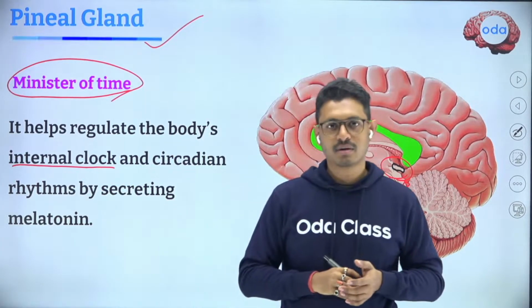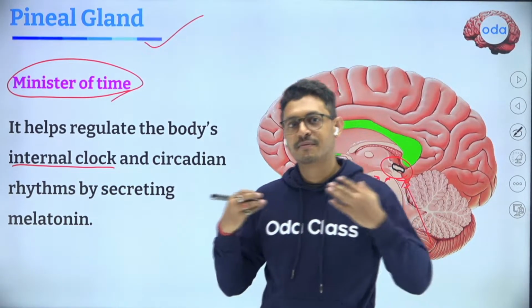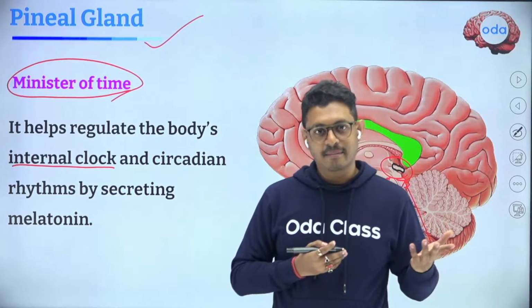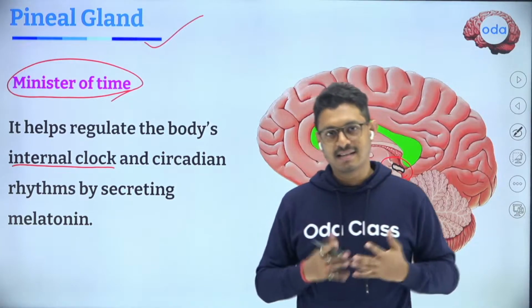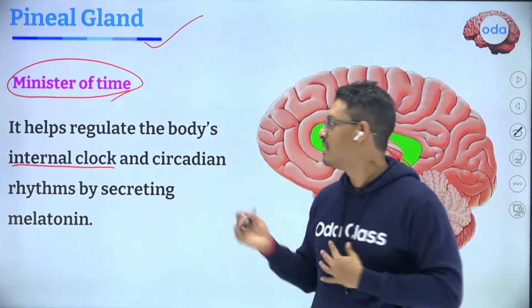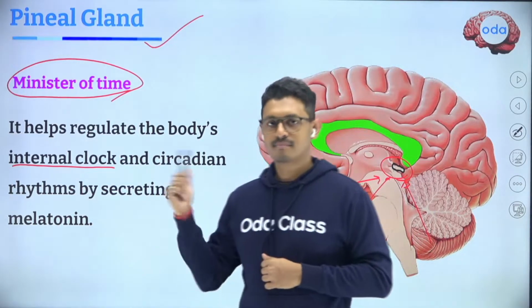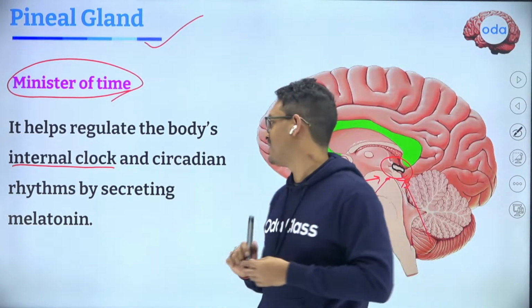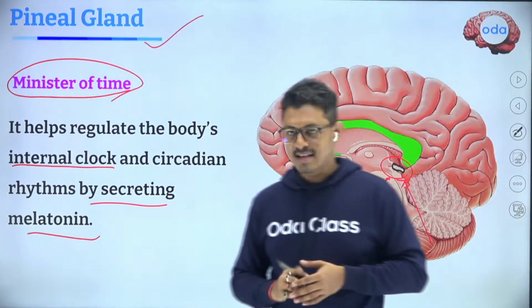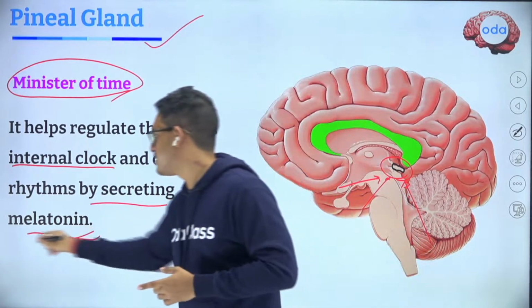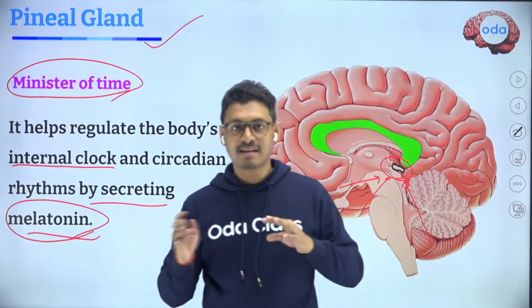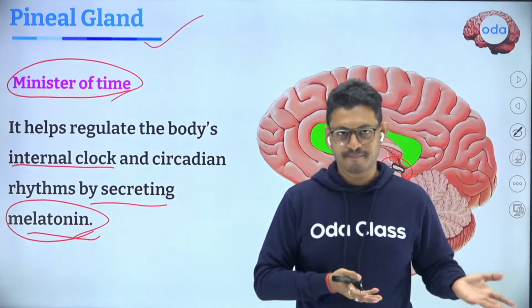Look at the circle. It's a very tiny portion of your midbrain that regulates the body's internal clock, basically your circadian rhythm. Okay, your body has a habit of falling asleep during nighttime and waking up in daytime, right? So that clock that your body has, the internal clock that allows you to function properly according to the day-night cycle, is controlled by the minister of time, which is the pineal gland. Now, this entire thing is very important, of course, and this gland also helps you in the production of melatonin.